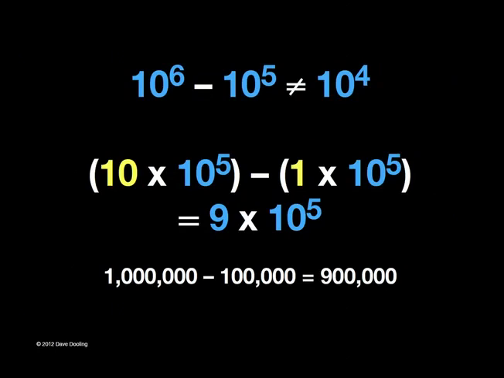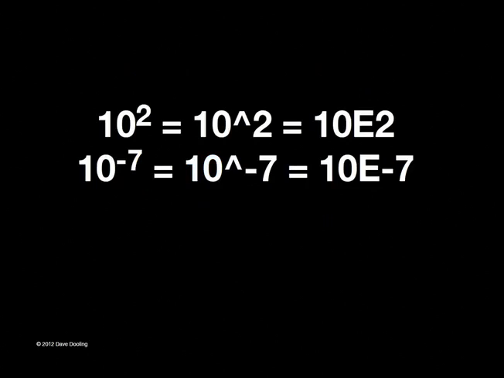You cannot subtract or add orders of magnitude directly. The exponents all have to be the same. 10 to the 6 minus 10 to the 5 is not 10 to the 1. You have to change it so it's 10 times 10 to the 5 minus 1 times 10 to the 5. That gives you 9 times 10 to the 5. In other words, 1 million minus 100,000 equals 900,000.